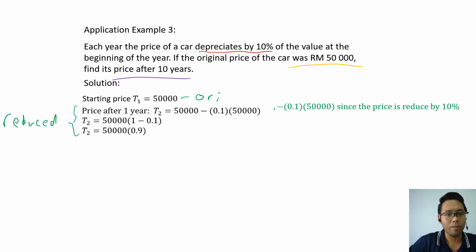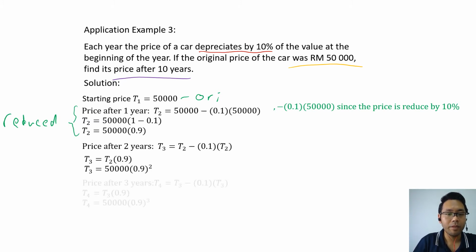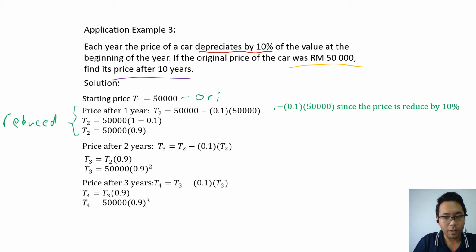After the second year, which is T3, the price of the second year is reduced again. And the third year is when the price is reduced again, according to the price before that. Okay, you can skip this process.